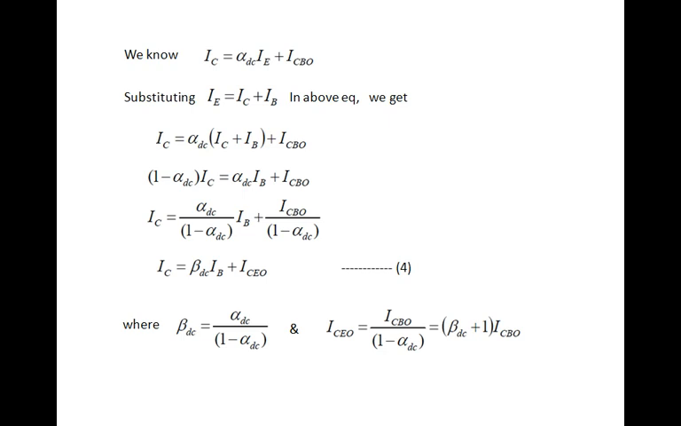So alpha DC by 1 minus alpha DC, I am giving the name beta DC. Similarly, ICB0 by 1 minus alpha DC, which I am giving the name ICE0, where beta DC is the base to collector current gain.